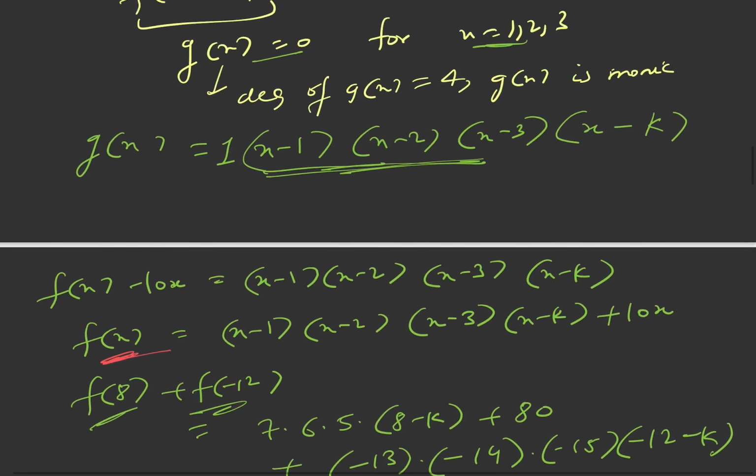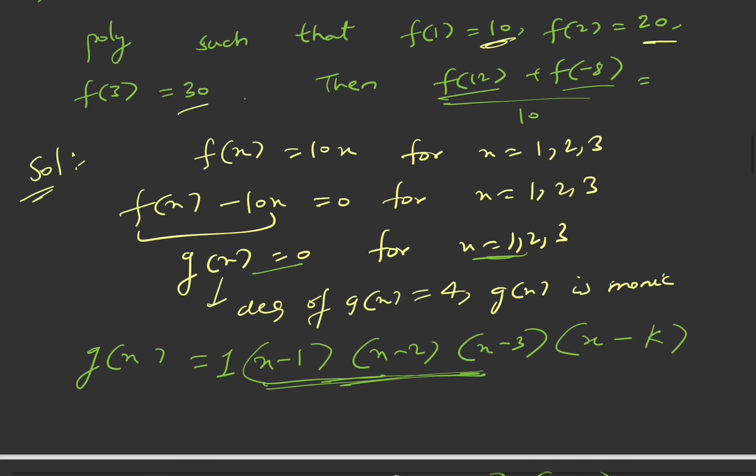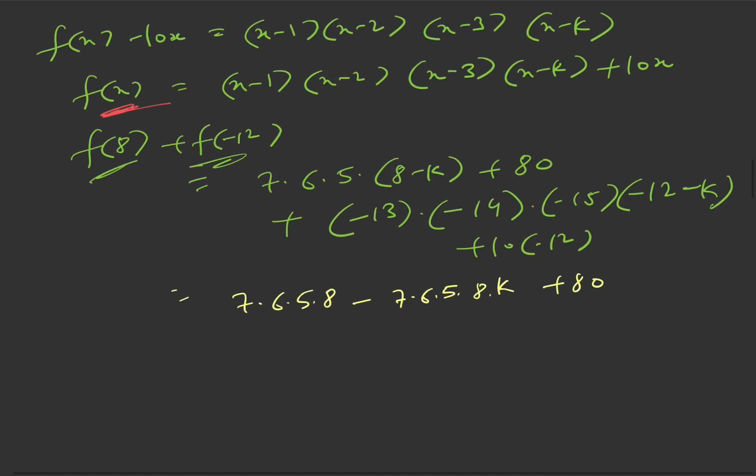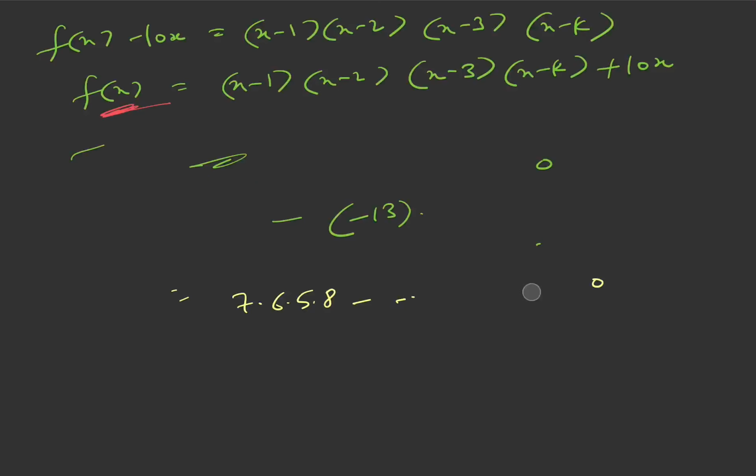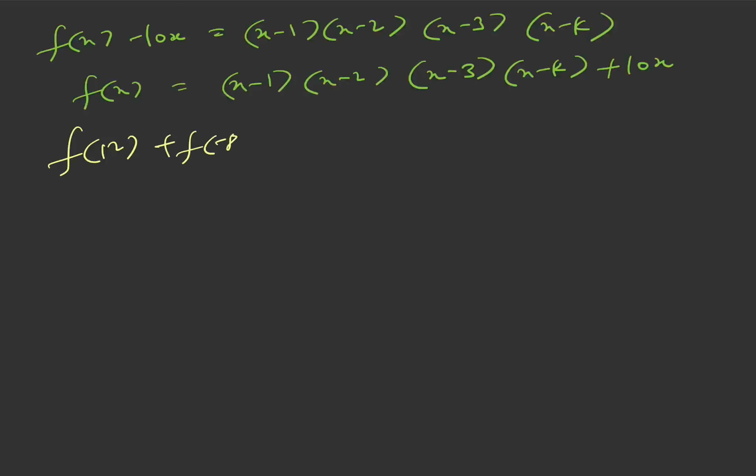Okay, just a second, I think we are missing something. It was asked to find f(12) plus f(minus 8). I have taken here f(8) plus f(minus 12), so this is a mistake. We want to find the value of f(12) plus f(minus 8), right? So let us put x equal to 12 in this equation.